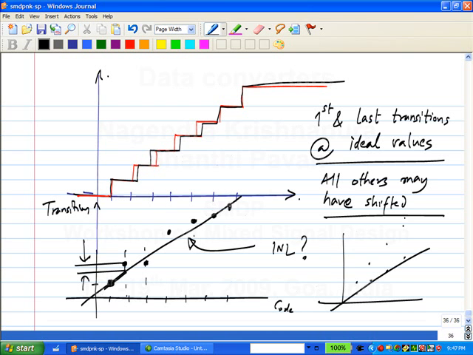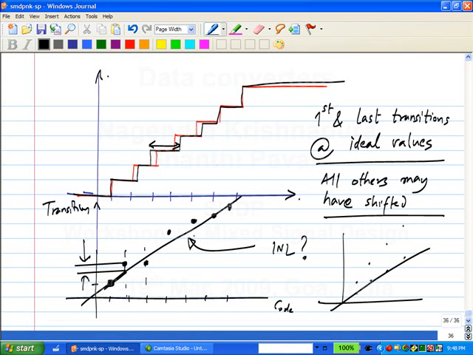So the definition is what I told you yesterday. INL is basically the difference between the actual and ideal transition points. And what is DNL? The difference in these intervals. But before measuring the INL and DNL, you have to get rid of the gain and offset errors.